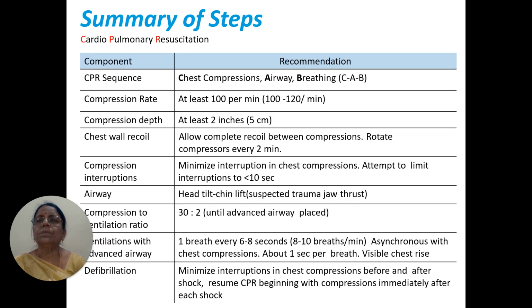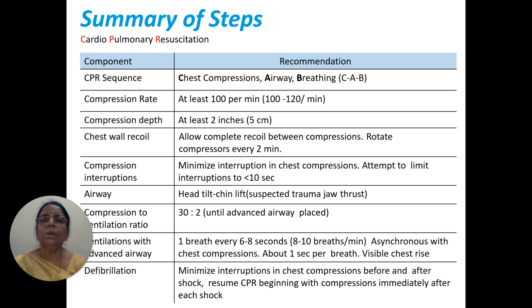So summary of steps. CPR sequence, CAB: chest compressions, airway and breathing. At least 100 per minute, 100 to 120 per minute. Compression depth at least 2 inches, 5 centimeters. Chest wall recoil, allow complete recoil between compressions. Rotate compressors every 2 minutes.